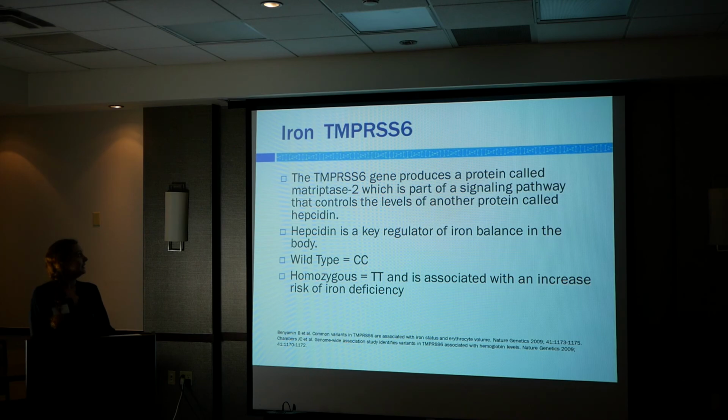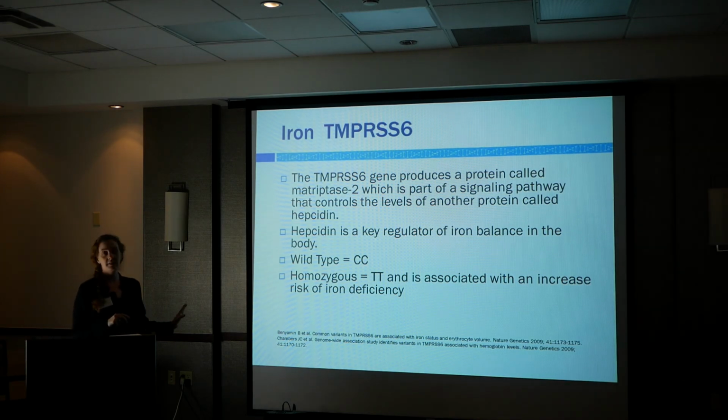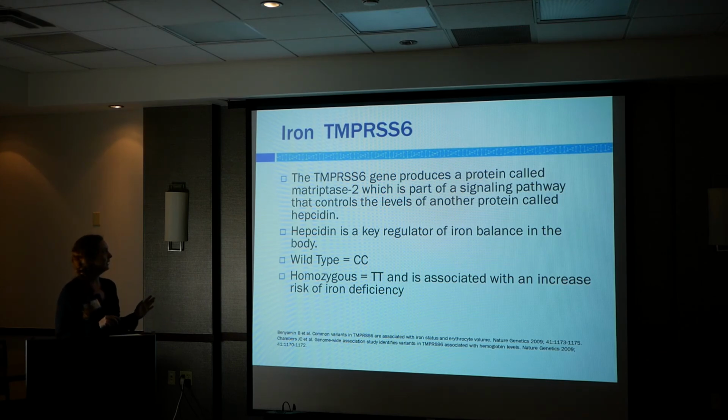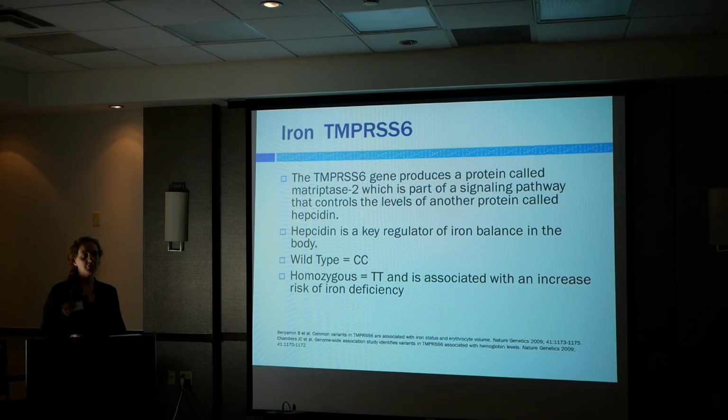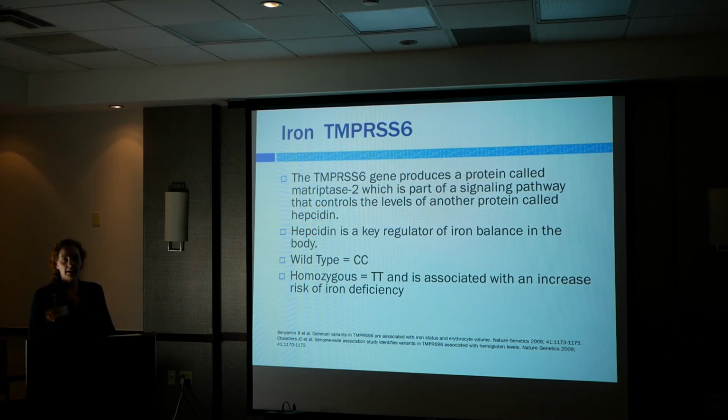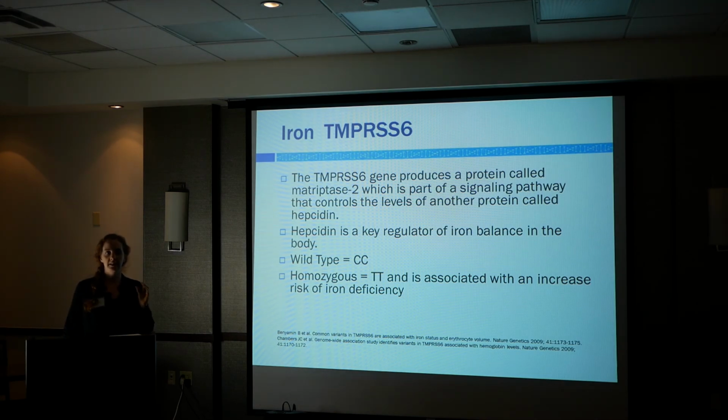Iron, TMPRSS6. This gene is very interesting. It produces a protein that is involved in a signaling pathway. This influences your ability to absorb iron through the diet. Oftentimes people can be really low in iron, and this is definitely one of those cases where you are giving your patient iron and their iron levels are not budging at all. They will not go up.